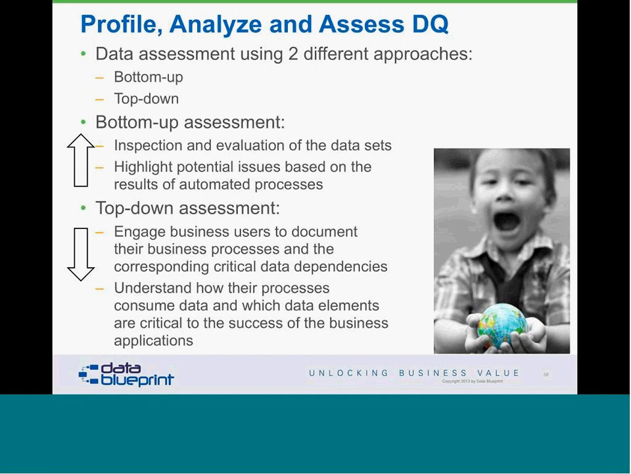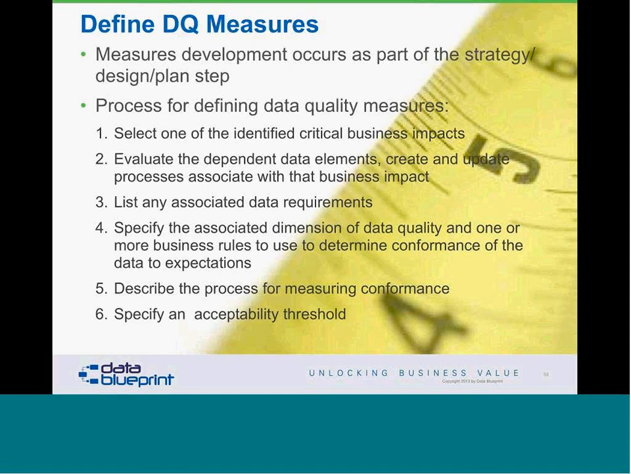Bottom-up is the actual inspection of the data sets and trying to find specific issues that are based on automation, so they're happening fast. And top-down is the business users are telling us they're unable to do the kinds of analyses that they need to do, and they need to understand how their business processes consume and produce data elements. And this also helps us to identify which data elements are more crucial to the business success.